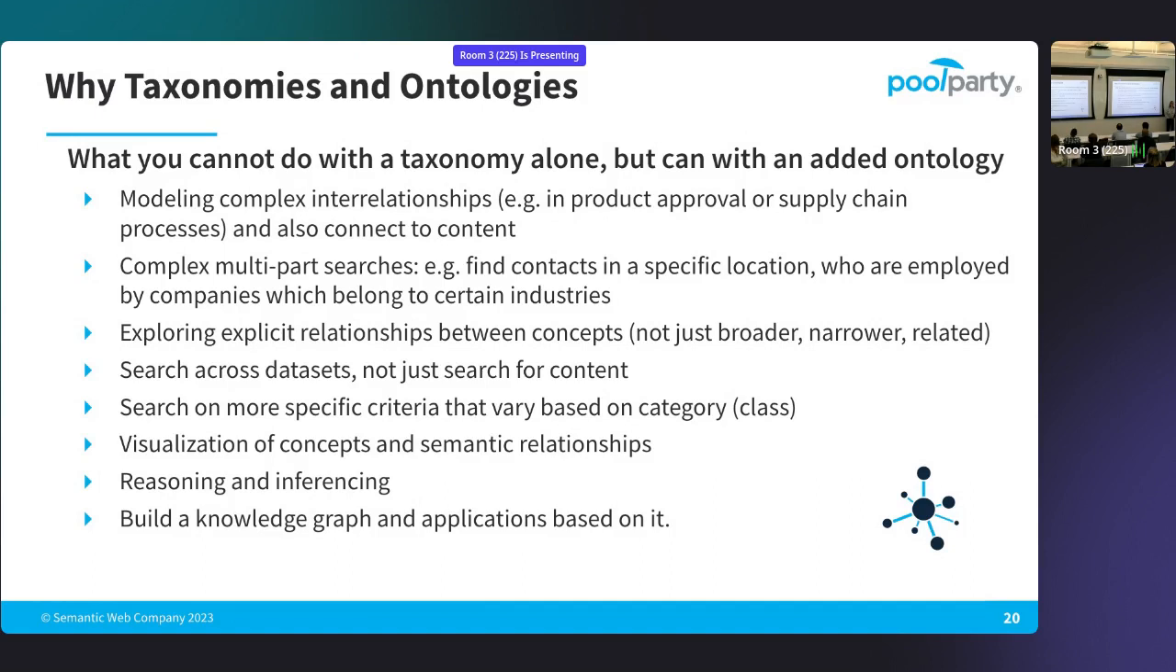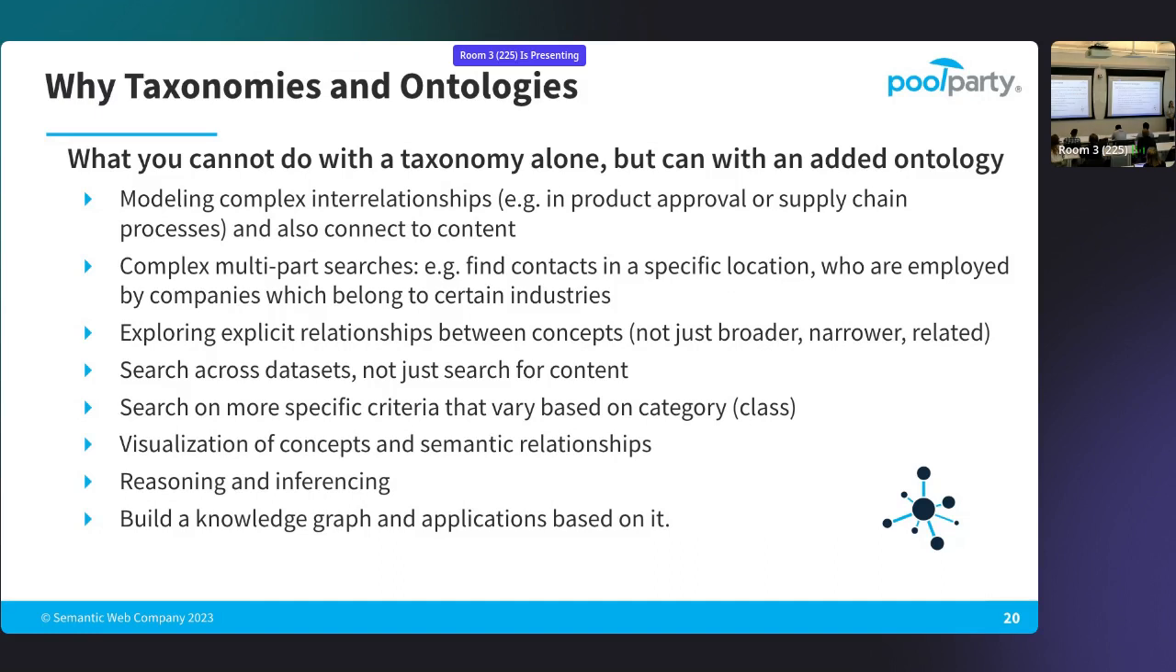Having more complex multi-part searches. So I had said taxonomies are for simple search. I want to find content about this topic, and maybe we can filter this topic and this topic, or this topic in this place. But we're still just searching on what it's about. But if you want to get something more, I was even trying to do this: I wanted to find our contacts located in Austin who were employed by companies which belong to certain industries. This is a multi-part type of search that you can't just put into a search box. But if these are different classes and they're connected by an ontology, you can do that.